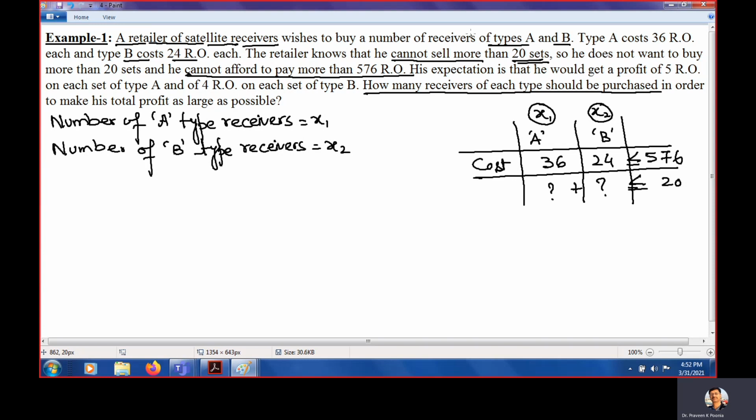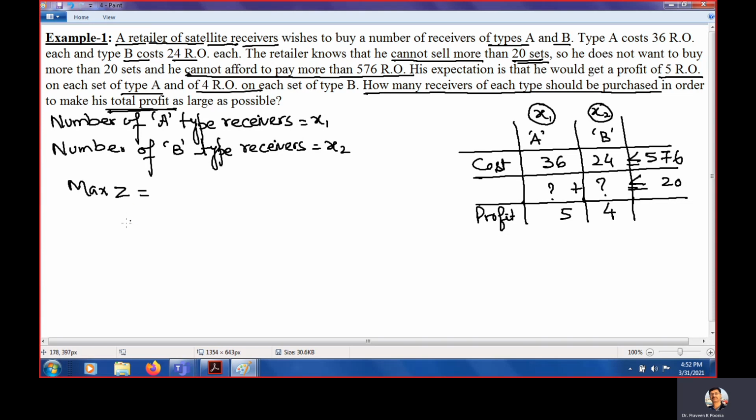Okay. Now read another line. His expectation is that he would get a profit of 5 real on type A receiver. Clear? So we will make another line, and that line is profit. How much profit here? Here is 5 real profit and here is 4 real profit on B type of sets. So now we are writing the linear programming problem. He needs to maximize his profit, total profit. Profit is always maximized. So the objective function will be written first, maxZ.